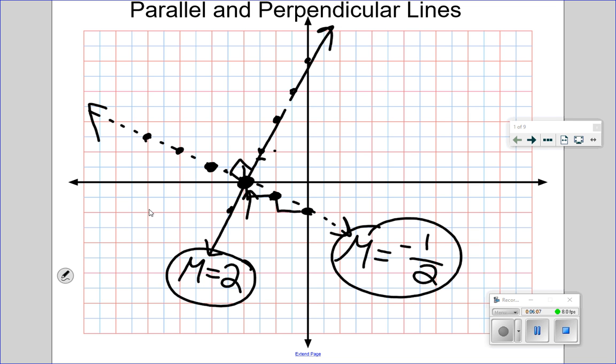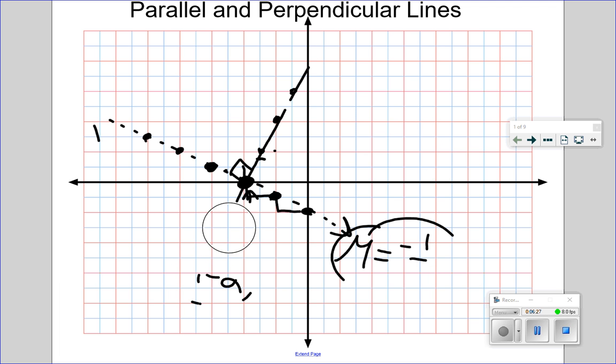So in order to figure out if lines are perpendicular, their slopes should be the opposite sign, and I'm sorry, the reciprocal to be perpendicular. So we're going to do some examples and we're going to compare different lines. Let's look at another example on a graph first.